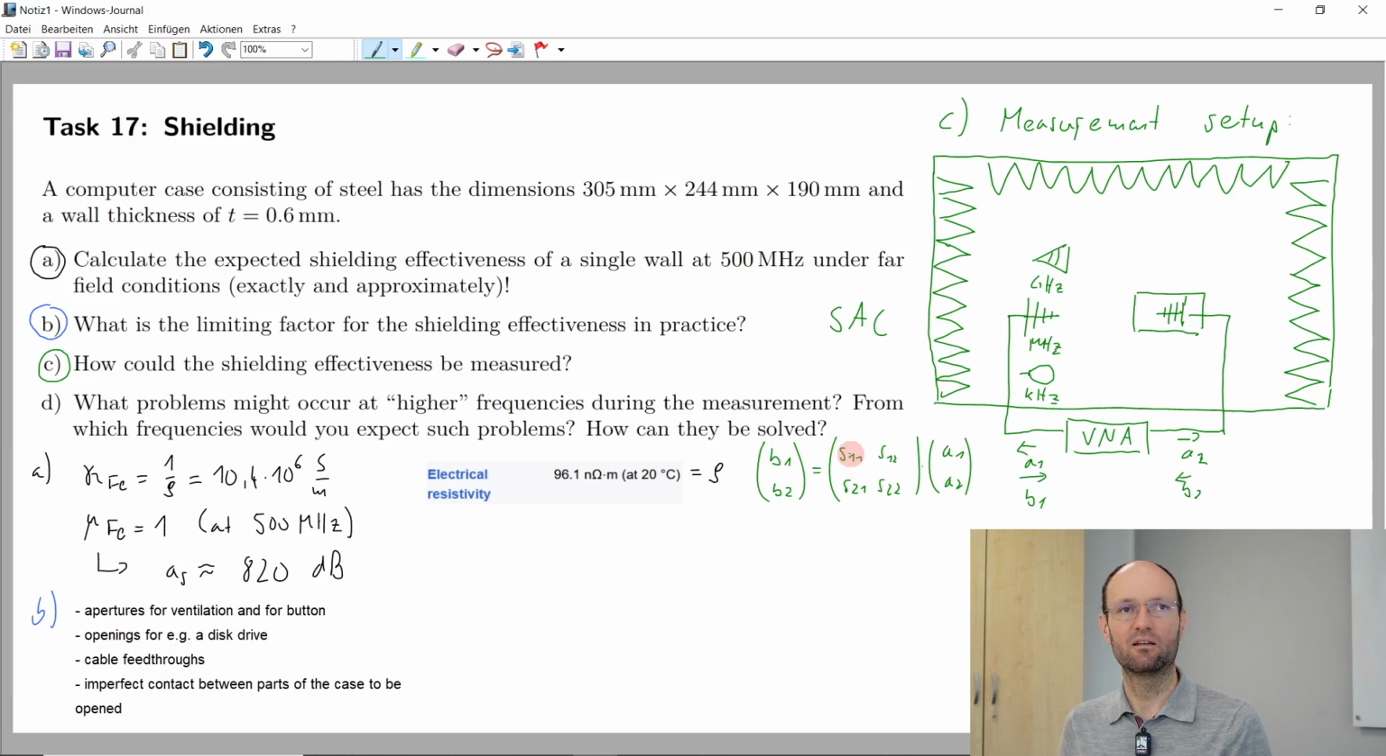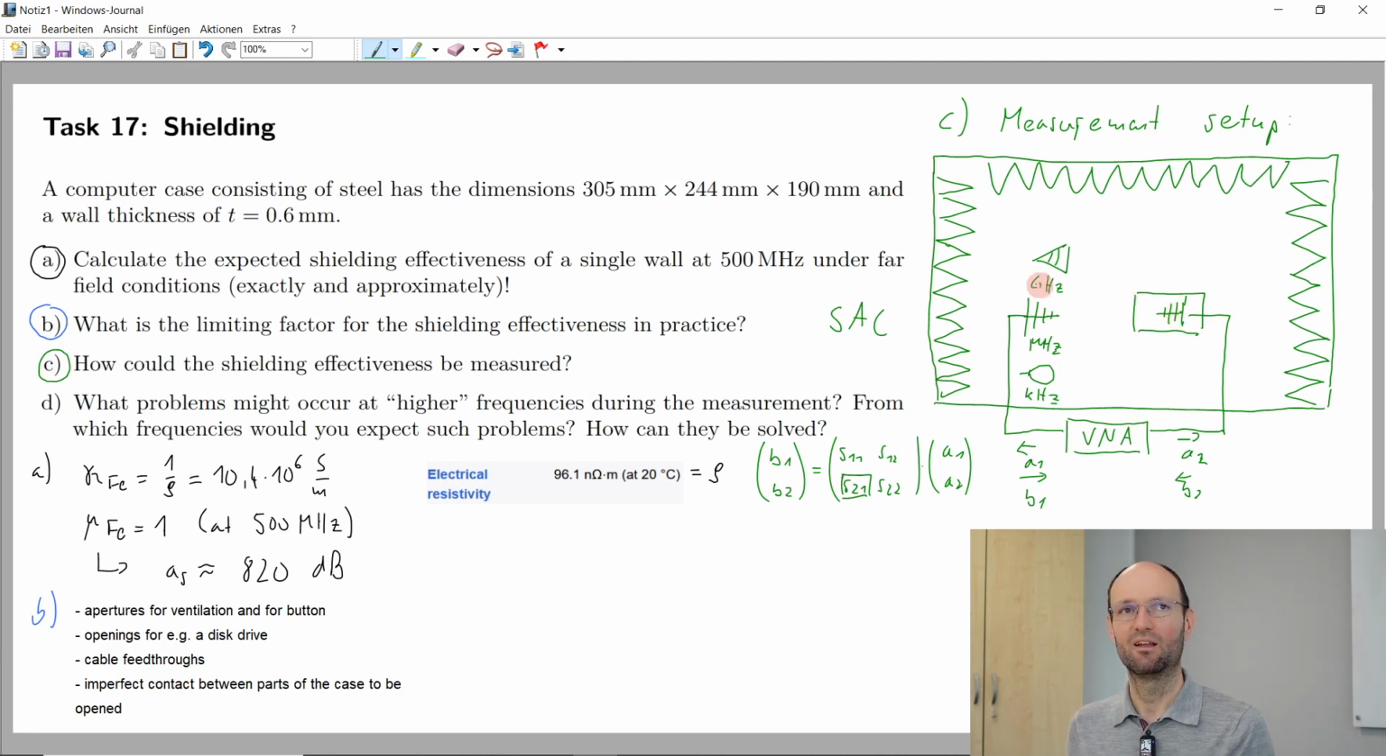The elements on the main diagonal are the reflection coefficients, right? What is sent at a port and what is reflected at the very same port. The off-diagonal elements are the transmission coefficients: what is sent at port 2 and received at port 1, or what is sent at port 1 and received at port 2. So our interesting component, for the shielding, would be S21, for example, because this is what we send here and what we receive inside the shield.